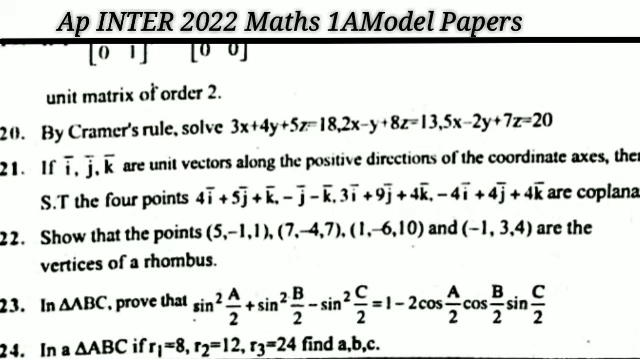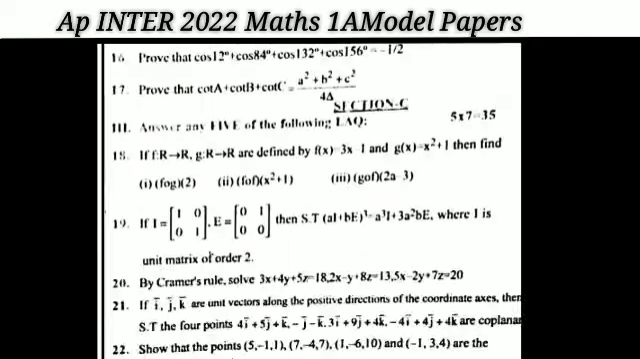Next, prove that sin square a by 2 plus sin square b by 2 minus sin square c by 2 is equal to that one. R1, R2, R3 given, find the values of a, b, c. Okay, so this is the second paper. Now see the third paper.